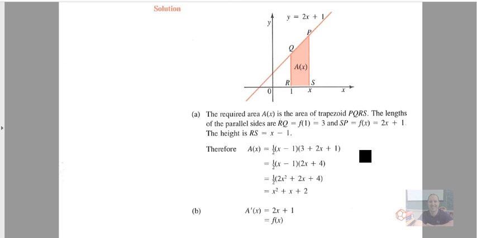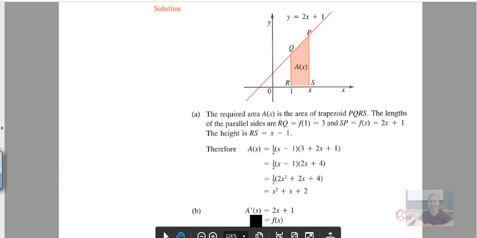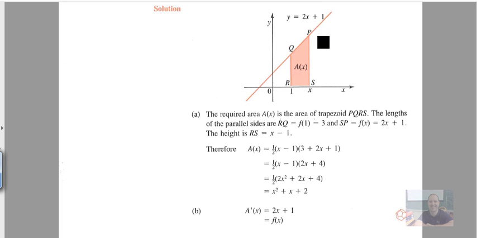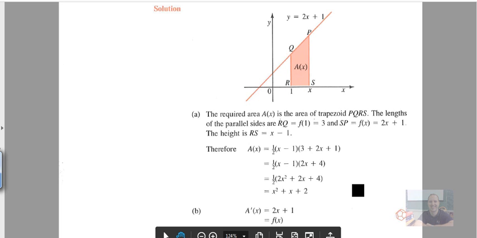But what I want you to notice, and this is the really neat part, is that the area function here in this example is x squared plus x plus 2. Okay? The derivative of the area function is 2x plus 1. Now that 2x plus 1 is the same as the function that created this boundary here. Okay? Now you might think, well, this is a trapezoid, Mr. Maxwell, so maybe that's just going to happen.